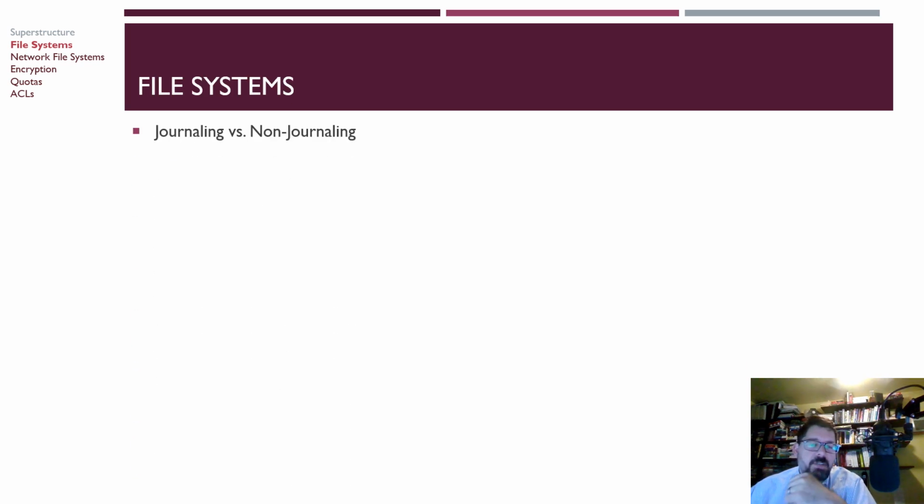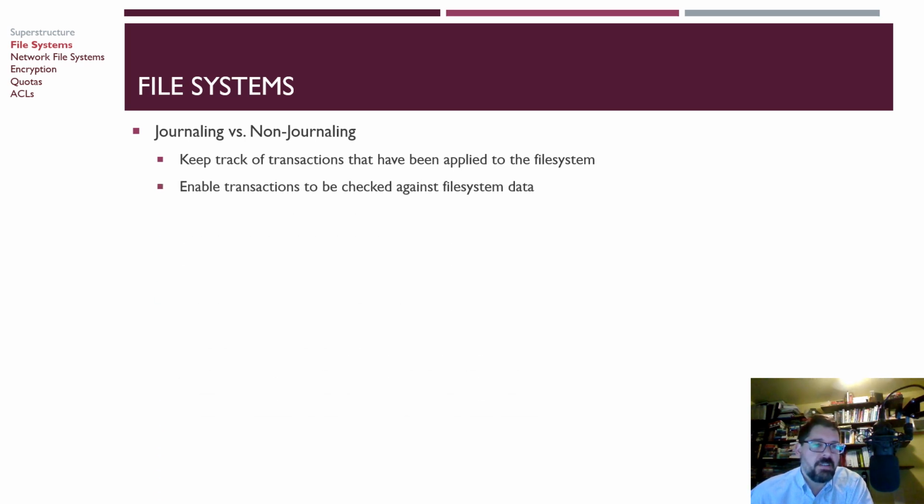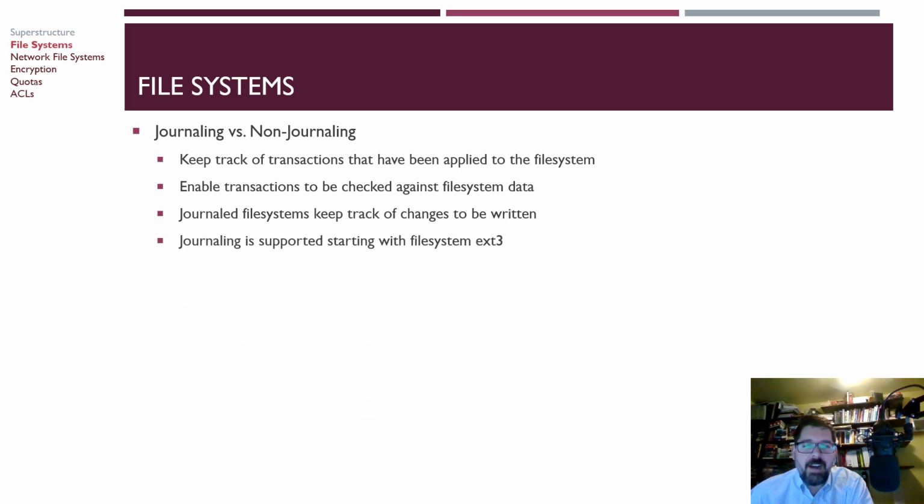There are lots of different file systems, but they are divided mostly into two types: journaling and non-journaling. Journaling file systems keep track of transactions that have been applied to the file system, and they can check against that file system data, and keep track of changes that are going to be written. Journaling was first supported in ext3, which I think was back in the 90s, so it's been around for a long time. In fact, almost all modern systems, by default, use something like ext4, which is a journaling file system, or one of the many other ones.